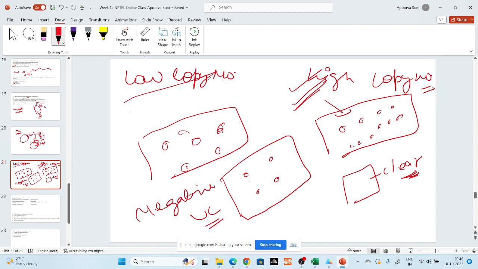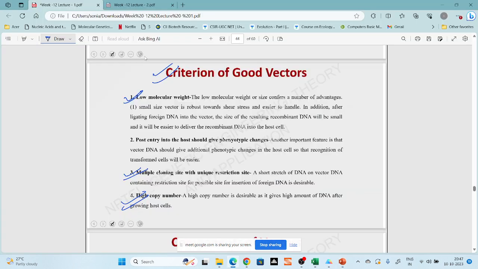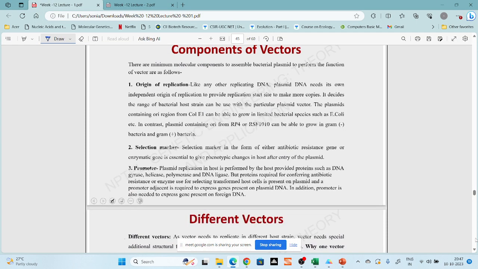So, what is the function of a positive control? Suppose you are doing an experiment and you are not getting a result in the positive control also. That means there is some problem in your protocol, or your reagents are not working, because it should always give a result in the positive control. That is why positive control and negative control are both important when you are doing any experiment, whether it's a real time experiment, immunofluorescence, or Western blotting. Any kind of experiment needs controls. Okay, so then we have studied the criteria of good vectors.